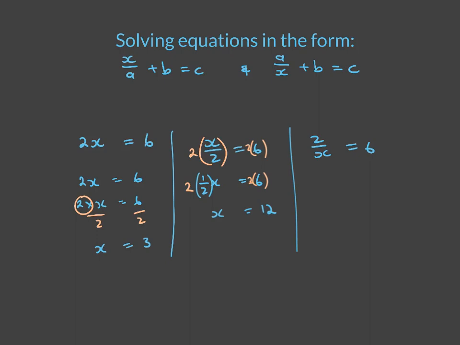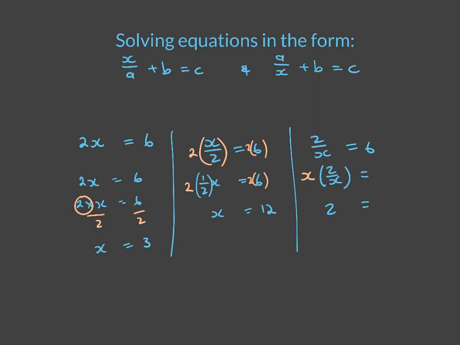So 2 divided by x is equal to 6. I don't want 2 divided by x. One way to get rid of this is to multiply by x on both sides, right? If we multiply by x on the left-hand side, what are we going to get? We've got x times 2 over x. Happy days, because then we just have a 2 on the left-hand side. And that looks very cool.